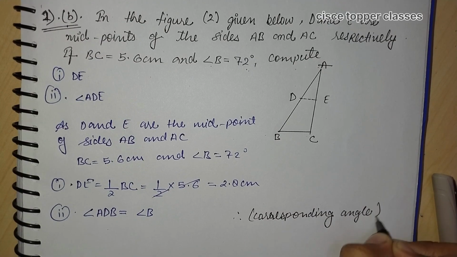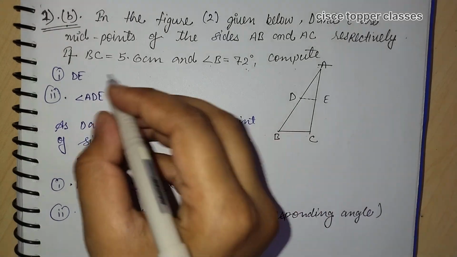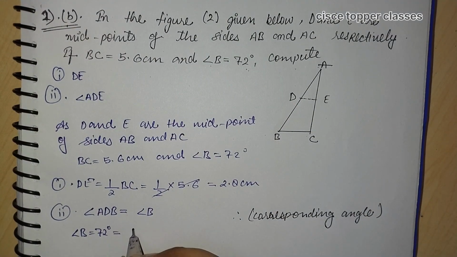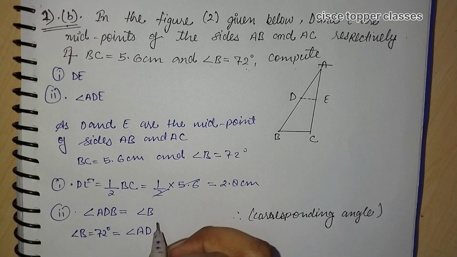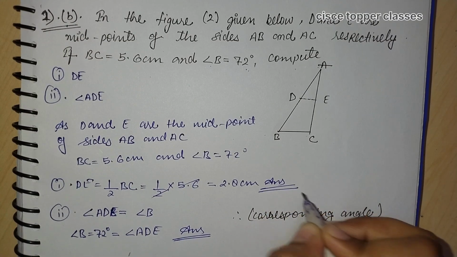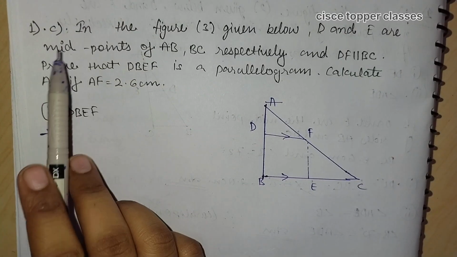So this is the corresponding angle. We can simply say that angle B is given to us, which is 72 degrees. So angle ADB, from here we can say that it is also ADE, sorry, this is ADE. This is also 72 degrees. Hence, this is the answer of the second part and this is the answer of the first part in this question. Solve the third part here.